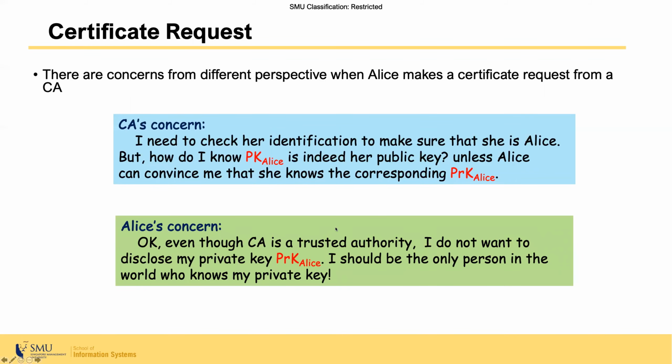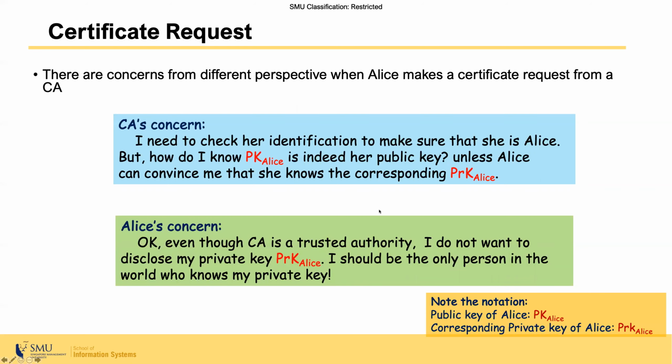From the side of Alice, to prove that she does have the corresponding private key, one way is to simply send both the public key and the private key information to the CA. But even though the CA is supposed to be a trusted authority, Alice wouldn't really want to disclose her private key, because in the context of an asymmetric cryptosystem, private keys are supposed to be private. She should be the only one who knows her own private key, nobody else.